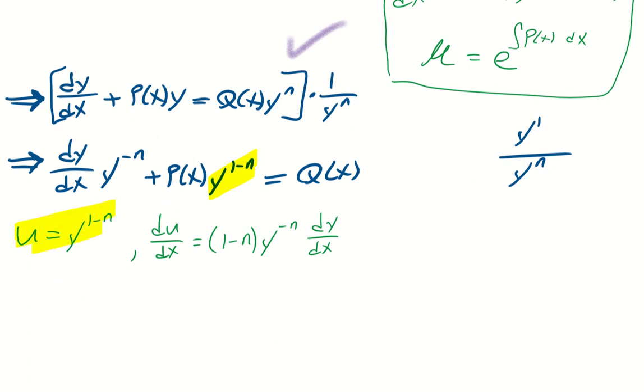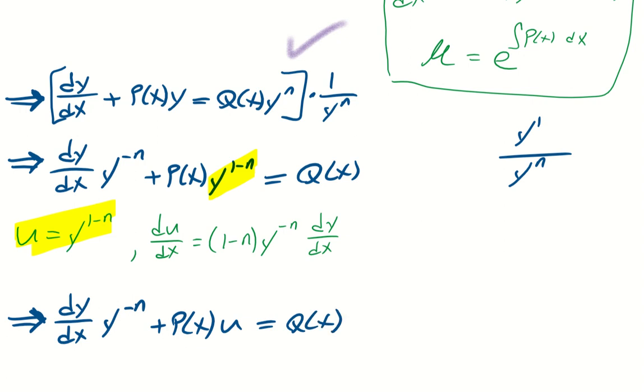Right now, let's just get that u in, and then we'll worry about the dy/dx and du/dx after that. So now we have, or we can get, dy/dx times y to the minus n power plus p of x times, not y raised to the 1 minus n power, but let's just say u, and that equals q of x. But now let's worry about the dy/dx. It appears right here in this equation, so let's just solve for it.